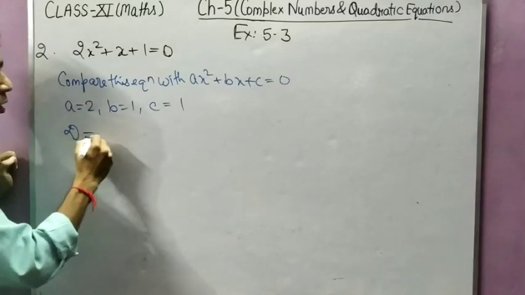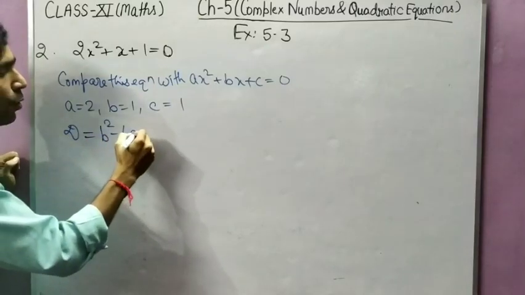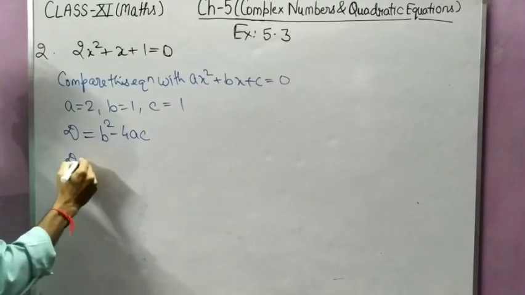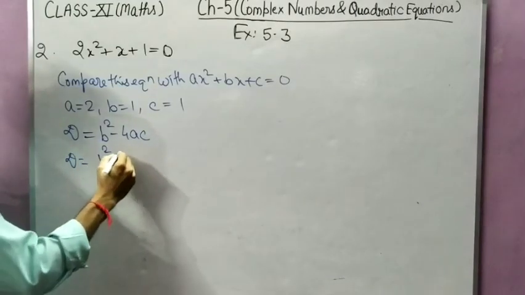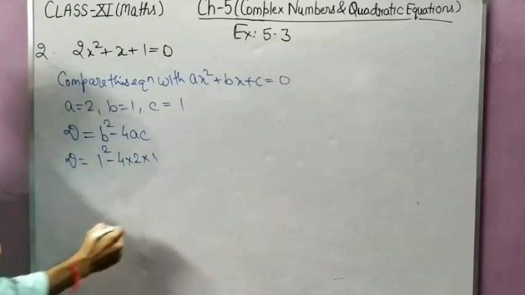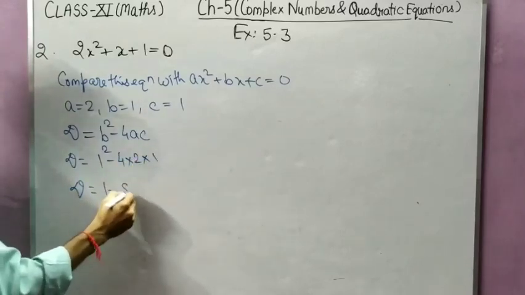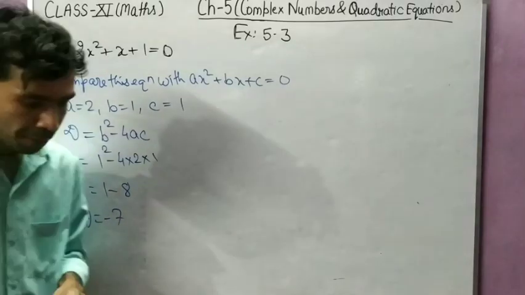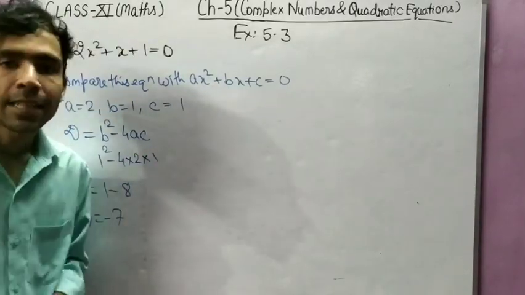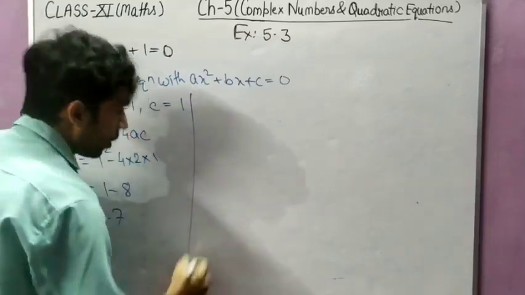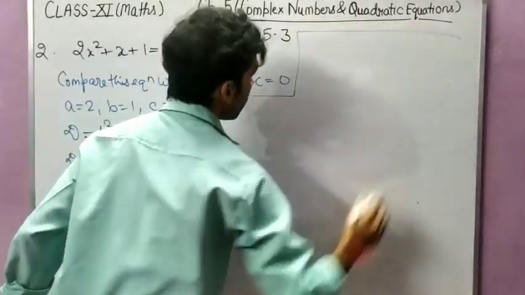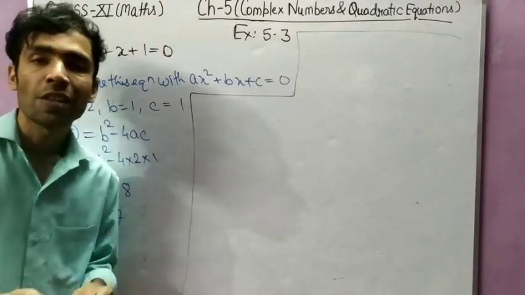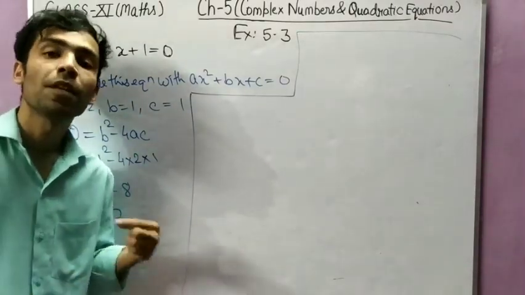D can be calculated by b² - 4ac. Now put the values: D = 1² - 4 × 2 × 1. So the value of D will be 1 - 8, that is D = -7. We got the value of D that is negative. So what will be the nature of the roots? The nature of the roots will be not real, and if it is not real, then it will be complex.